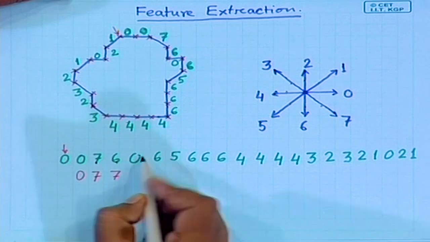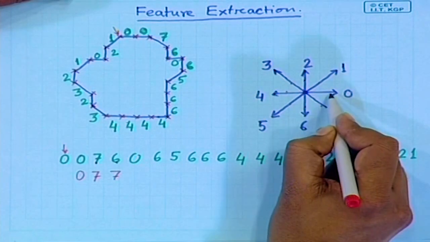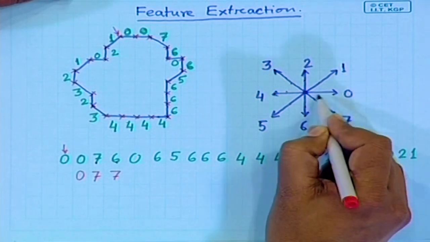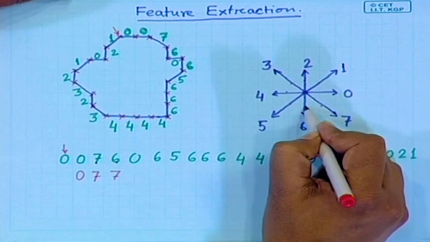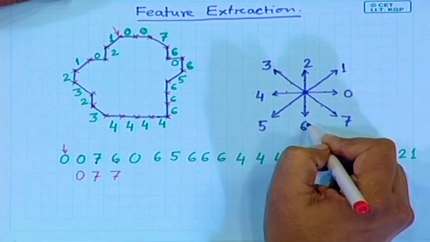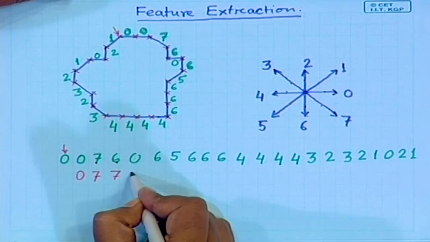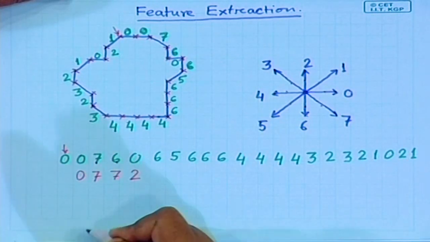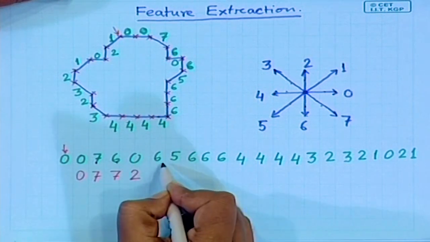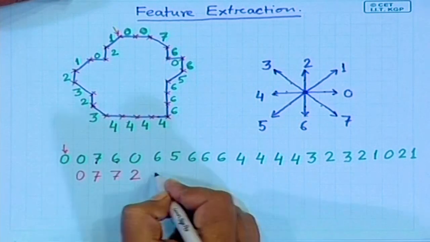Then from 6 to 0, this is 6, this is 0. I am following anti-clockwise rotation. So, I have to perform 2 steps of rotation. So, 1 and 2. So, this will be coded as 2. Next is from 0 to 6, I have to perform 6 steps of rotation.